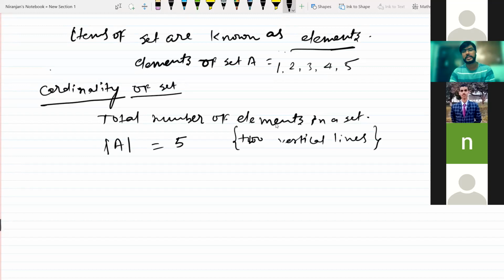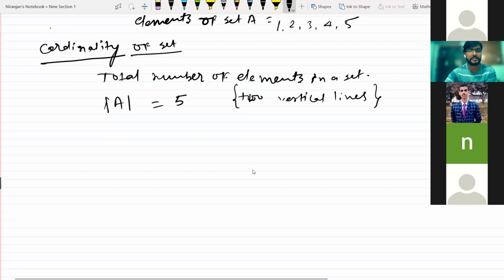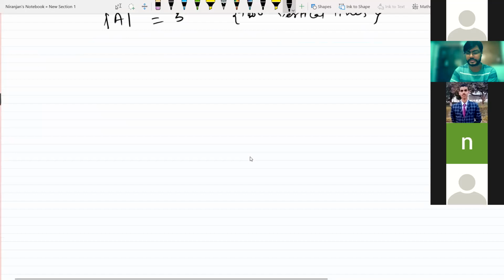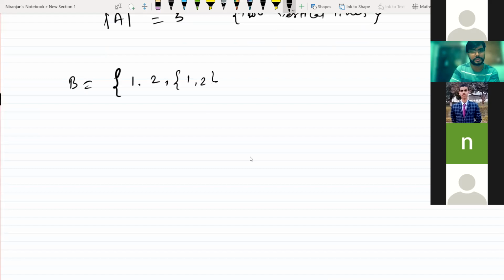But the problem arises when you have a complex set. What do I mean when I say complex set? Let's take a complex set. Suppose V is the set {1, 2, {1, 2}, 3, 4, 5, 6}. This is a set. Now, if I ask what is the cardinality of this set, what do you say?